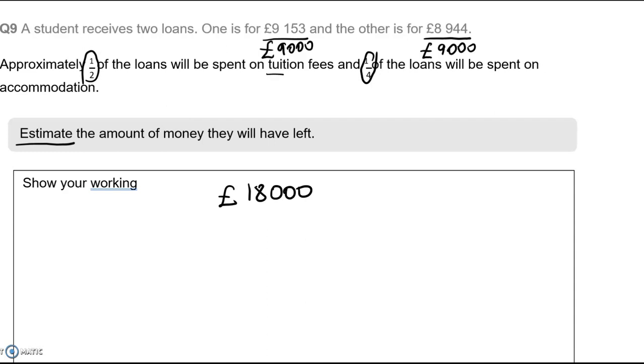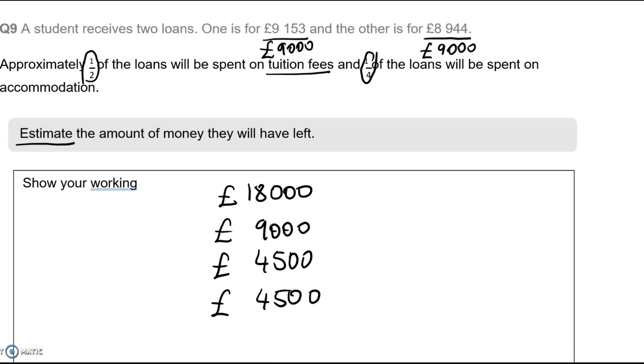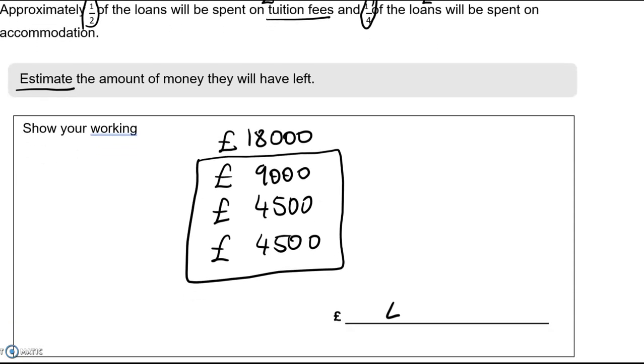Half of it is spent on tuition fees, which is 9,000, and a quarter of the loans will be spent on accommodation. A quarter is half of the half, so 4,500. So what is left then is 4,500. And if you add them all together to check, that gives us 18,000. So 4,500 is the answer.